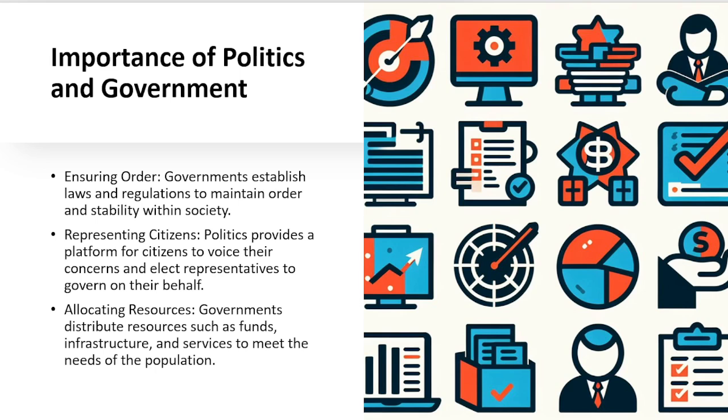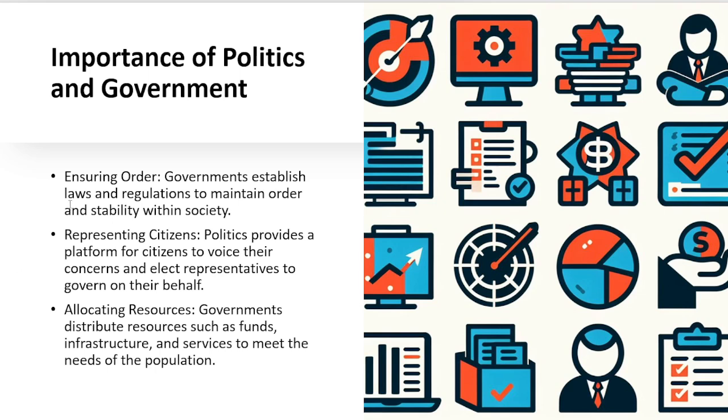Now, the importance of politics and government. Government is important because it provides the boundaries in which politics is organized in such a manner that freedom, individual rights, and liberty are valued and accepted, so that the society can live in harmony.